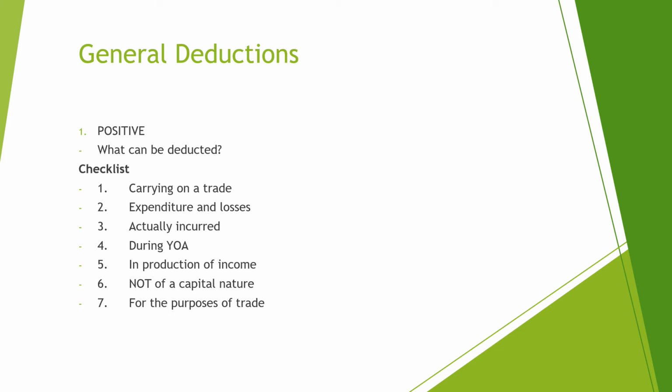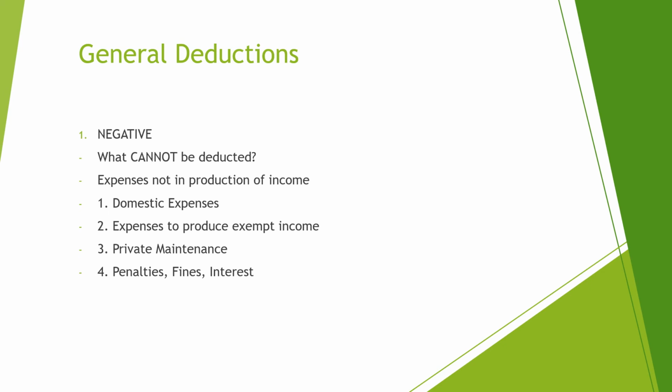For the purposes of trade, the expenditure that you have should link to the trading activity. This is more similar to the production of income. So you need to look at the expenditure and say, where did I incur this expenditure? Was it in trade, in any of my trading activity? If it's not, then you cannot deduct it. Okay, next under general deductions, it's negative.